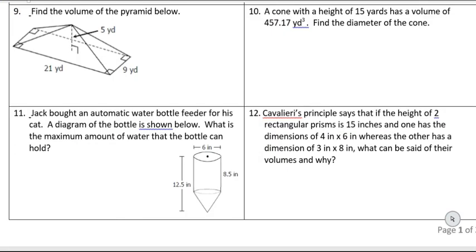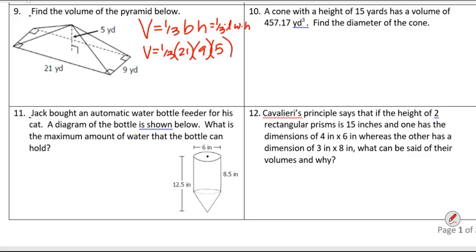Number 9 says find the volume of the pyramid below. On this one, again, our formula is volume is equal to 1/3 base times height. And remember, the base is length times width. So we've got our volume is equal to 1/3 of 21 times 9 times 5, which is our height. When we do that, we get that our volume is equal to 315 yards cubed.